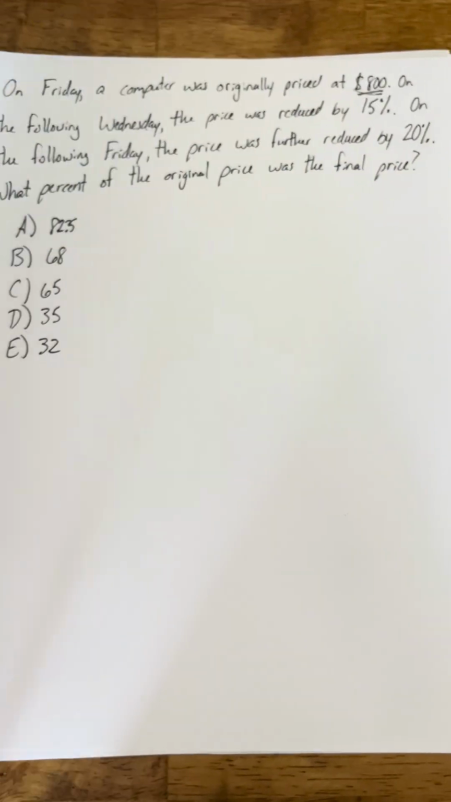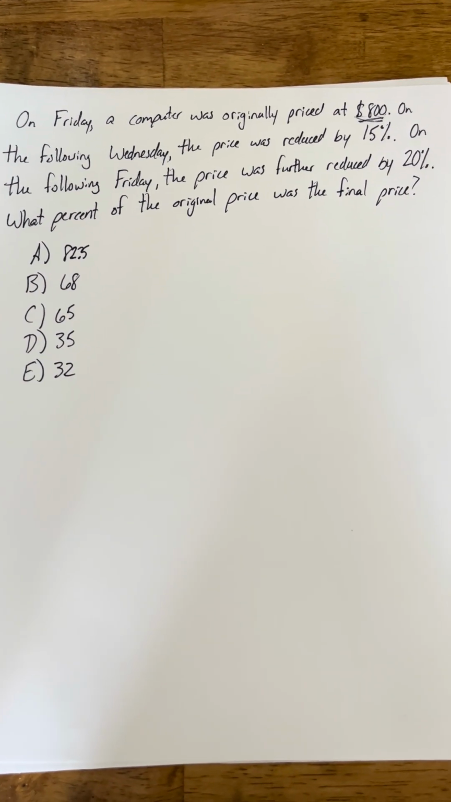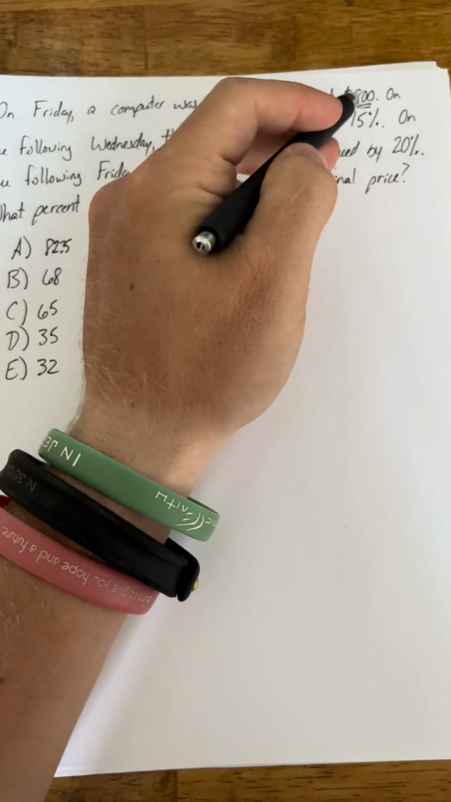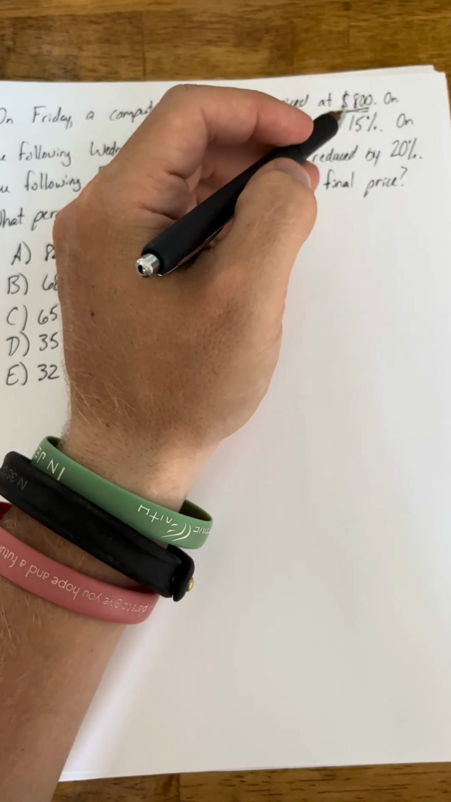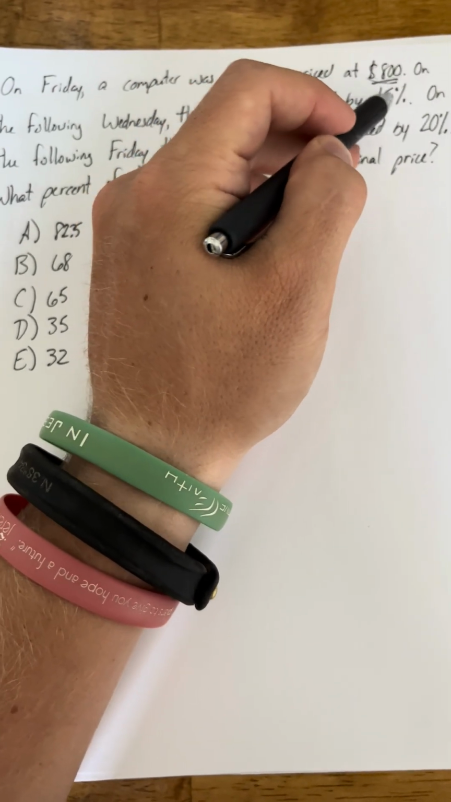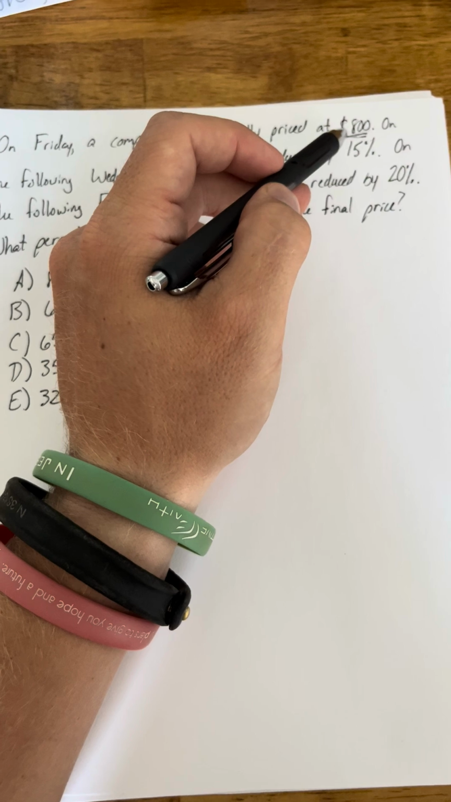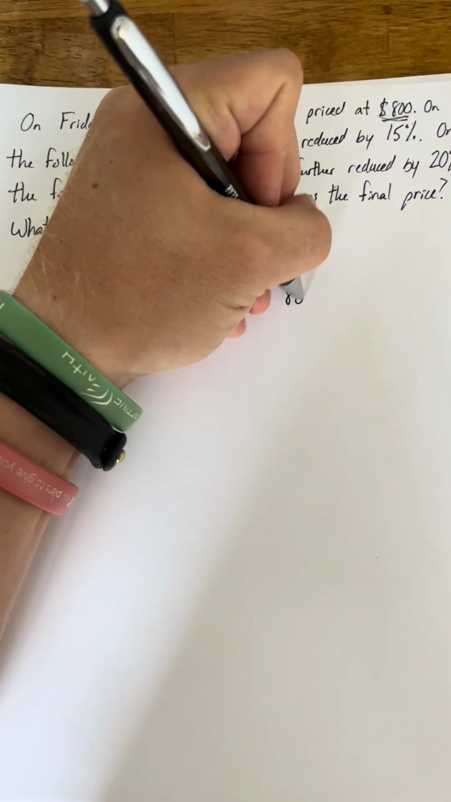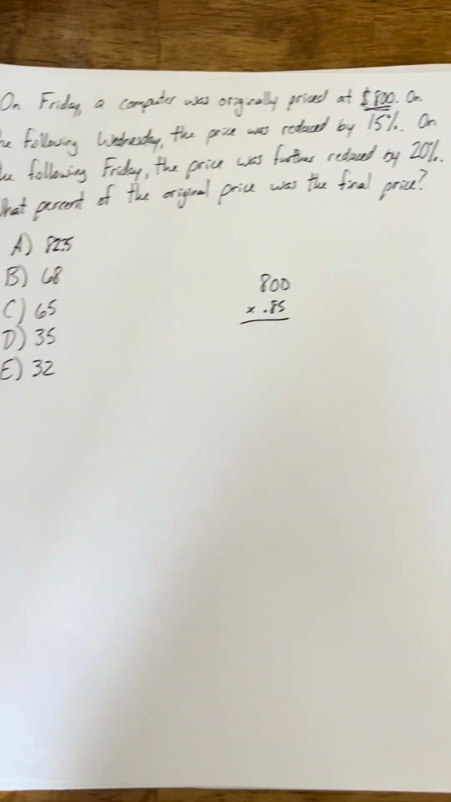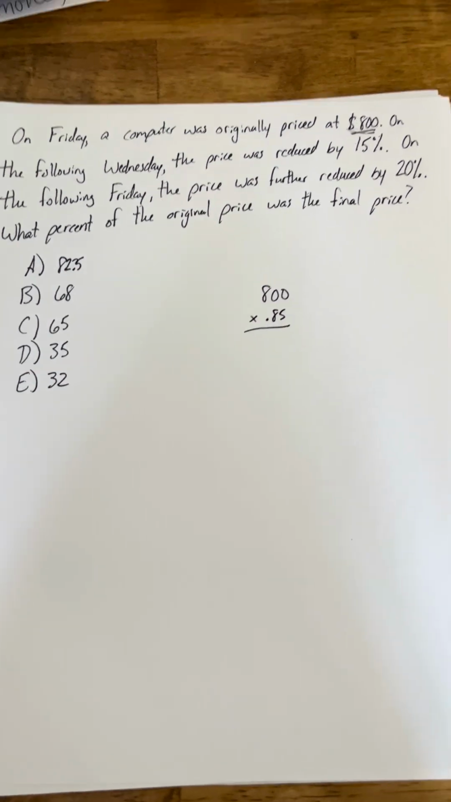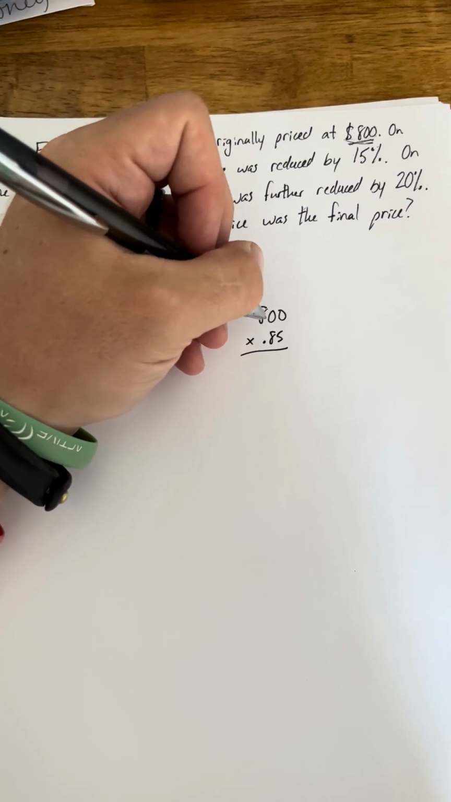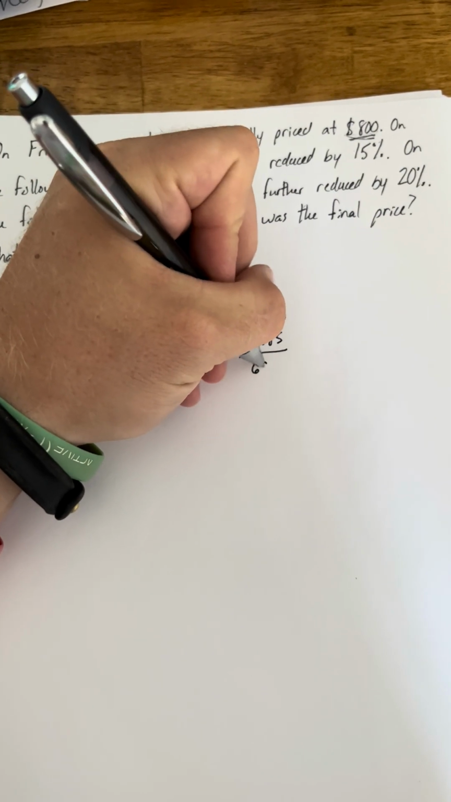So always important to pick out important numbers. It says on the following Wednesday, the price was reduced by 15%. Okay, so if my price is reduced by 15%, that means my new price is now 85%, because all I'm doing is taking 100% of the price, subtracting 15%. And then we're going to multiply the 800 times my 85%, which is 0.85, and that's going to give me my new price on Wednesday. Okay, so my new price on Wednesday, whenever I do this, should be, let's see, 680.